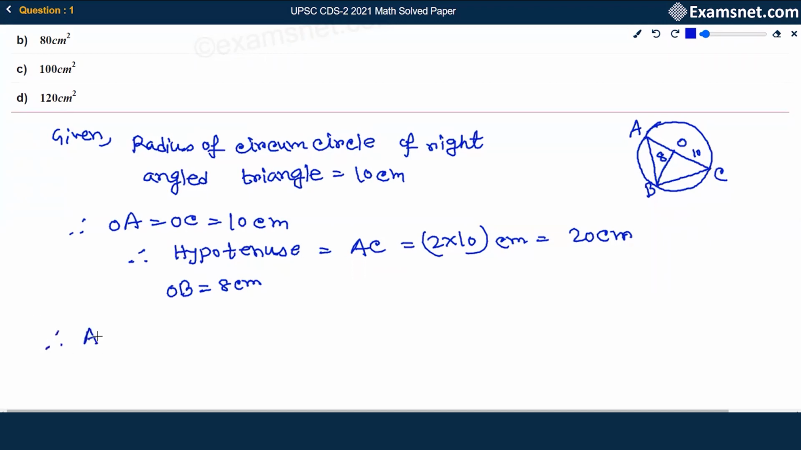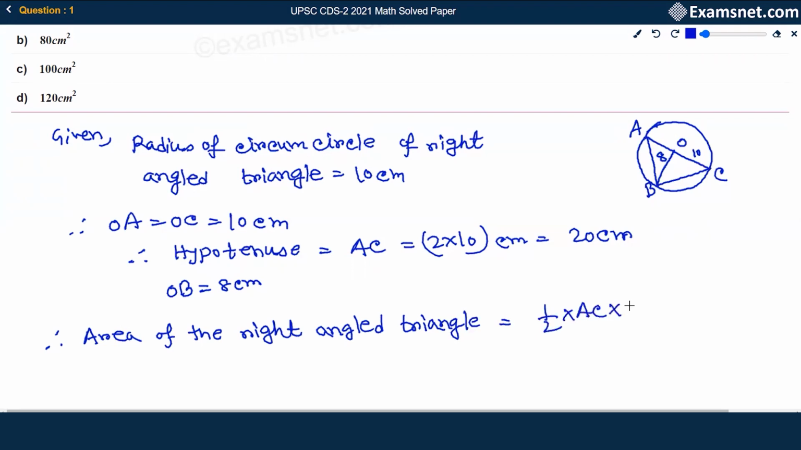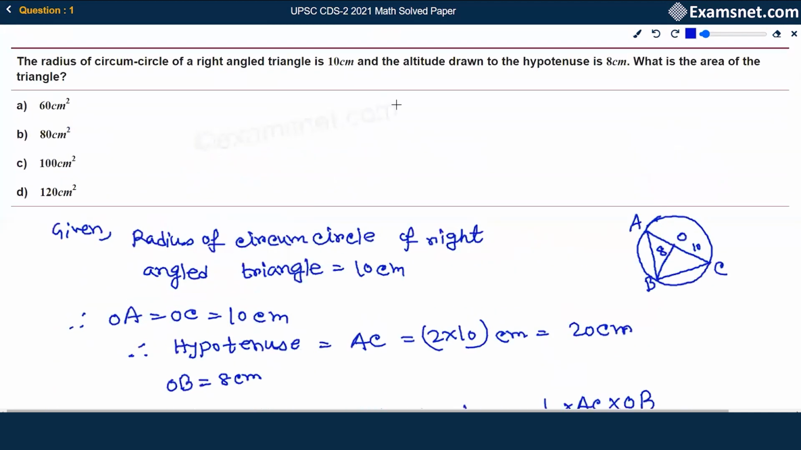So the area of the right angled triangle is half into AC multiplied by OB. Let's put all those values: half into 20 multiplied by 8, that is 80 centimeter square is the area. Hence, the area of the triangle is 80 centimeter square. Option B is the correct answer.